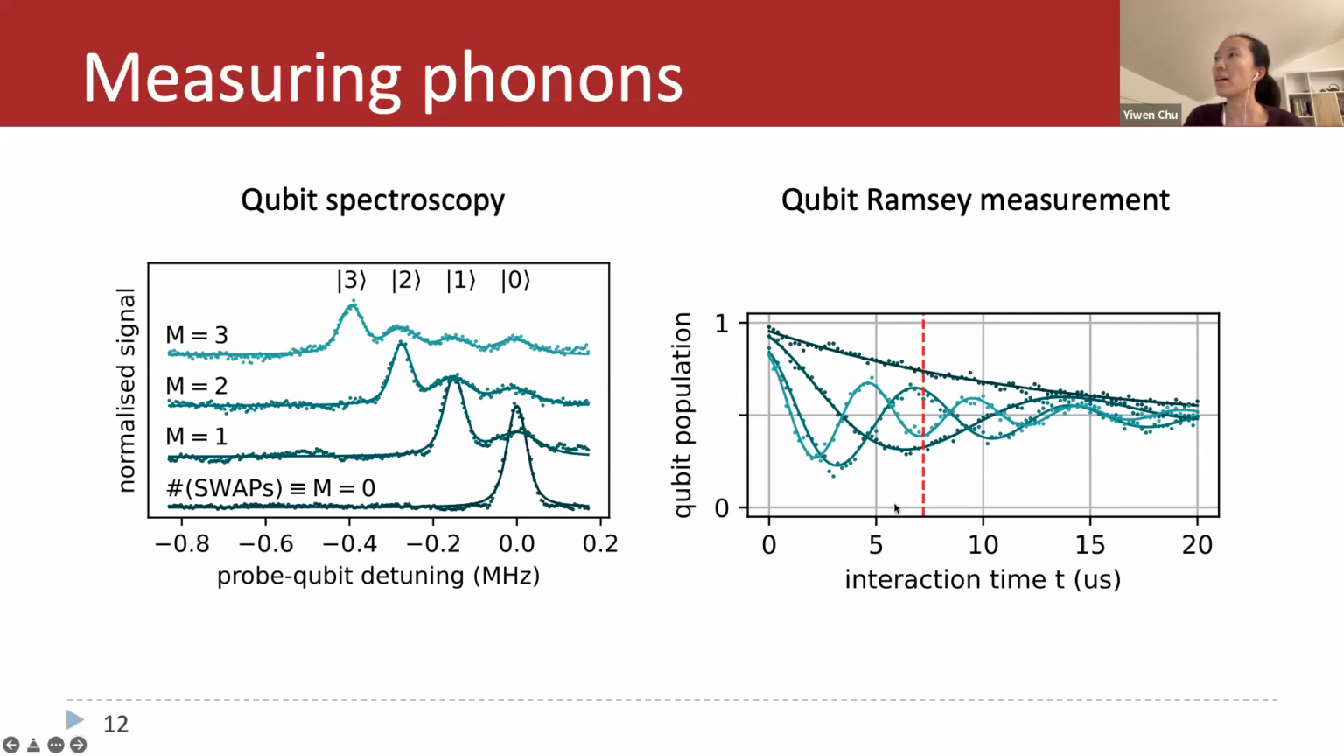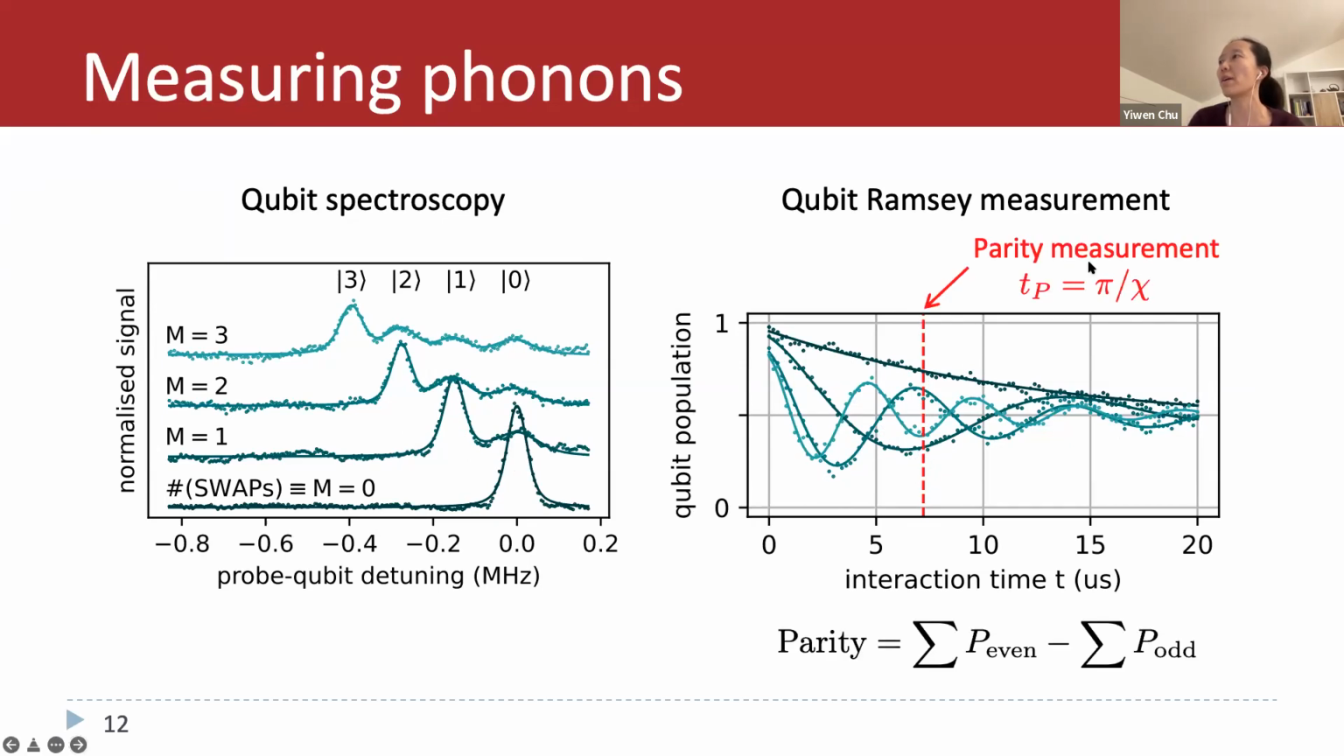oscillations. And now there's a very interesting point here, which is given by this dashed red line, where if you look carefully, the lines for the 0 and 2 states are at a maximum, and for the 1 and 3 states, you are at a minimum. And this hints at what this time tells you. In fact, if you do this Ramsey spectroscopy measurement for this particular delay time, what you measure is the parity of your mechanical resonator.